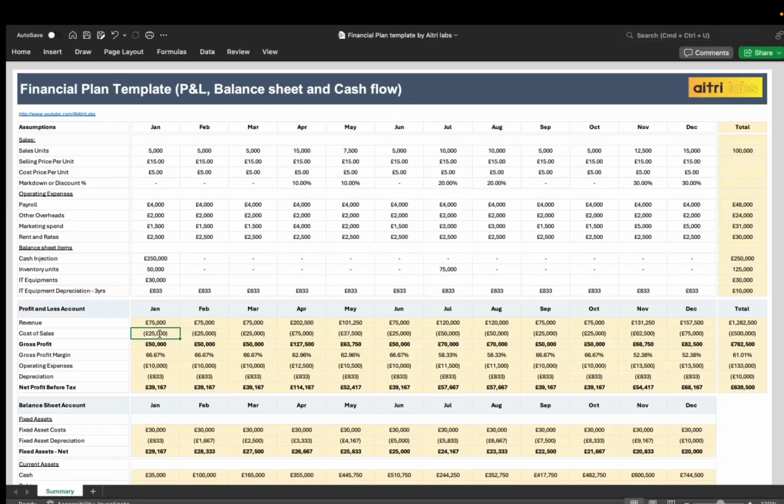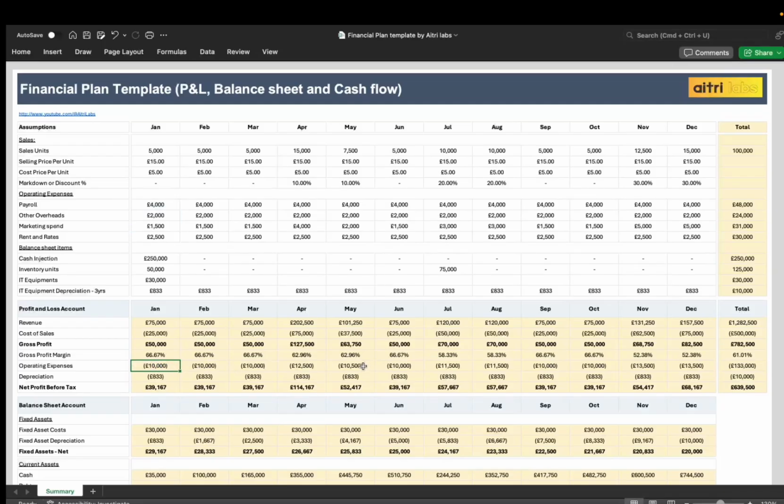Gross profit, that's the difference between our revenue and our cost of sales. And that's those set of figures there. And gross margin is basically a percentage of gross profit to revenue. That's how it's calculated in the Excel cells. Next is our operating expenses. So that's all the data we've entered in the operating expenses section. That's it per month there.